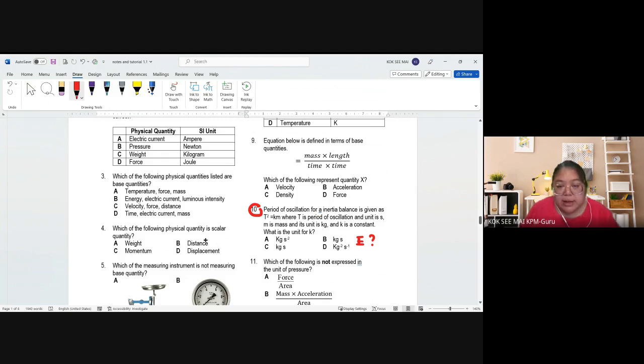Number 9. They say, what does the following represent, the quantity x? What's the x? X is here. You know what x is? X equals all of this. They ask you, what does x represent?